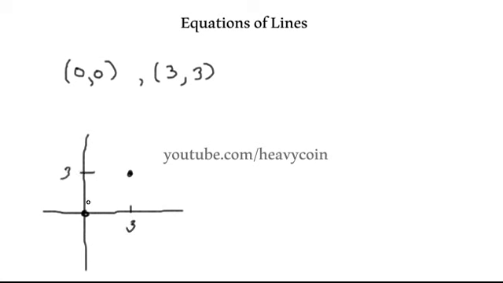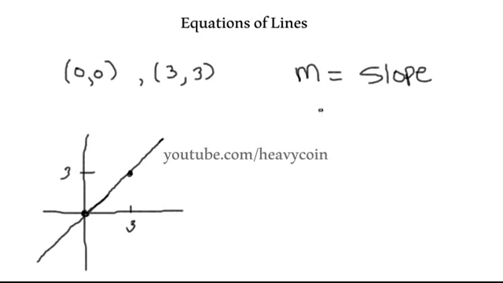We want to find an equation that passes through both these points. Right, so we want to find the equation. We're given 2 points, and now we want to find the equation. First thing I'm going to do is find what's called m. And m is the slope.